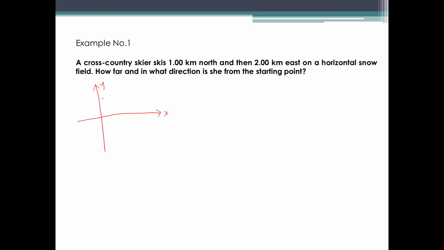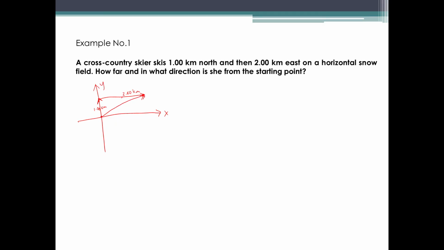North. So 1 kilometer north. This is 1 kilometer. And then east, 2 kilometers. This is 1, 2. See, this is 2 kilometers. And then how far? So, from the starting point up to here.